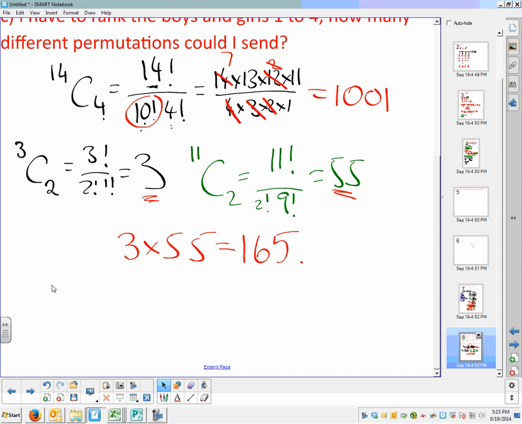But once I've chosen them, I've got to rank them in order: 1, 2, 3, 4. So, how many ways are there to do that? Have a think about that. We'll talk about it next lesson. I will see you then.